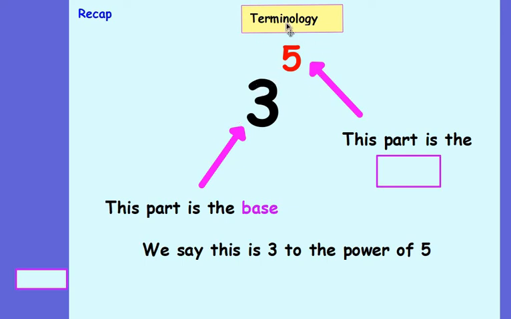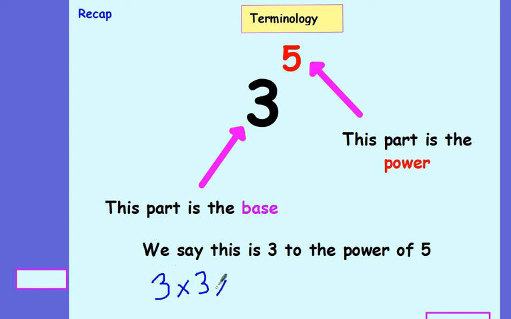What do we call this little number up the top, Lilia? Great, this is the power. So this is our index notation we were talking about. We needed a big number as the base and a little number as the power. For example, we call this 3 to the power 5, which we said was 3 times 3 times 3 times 3 times 3.